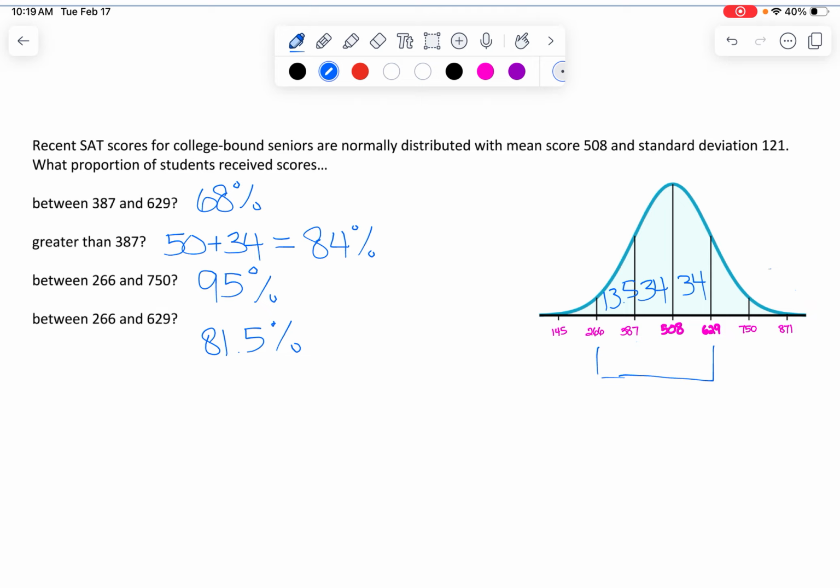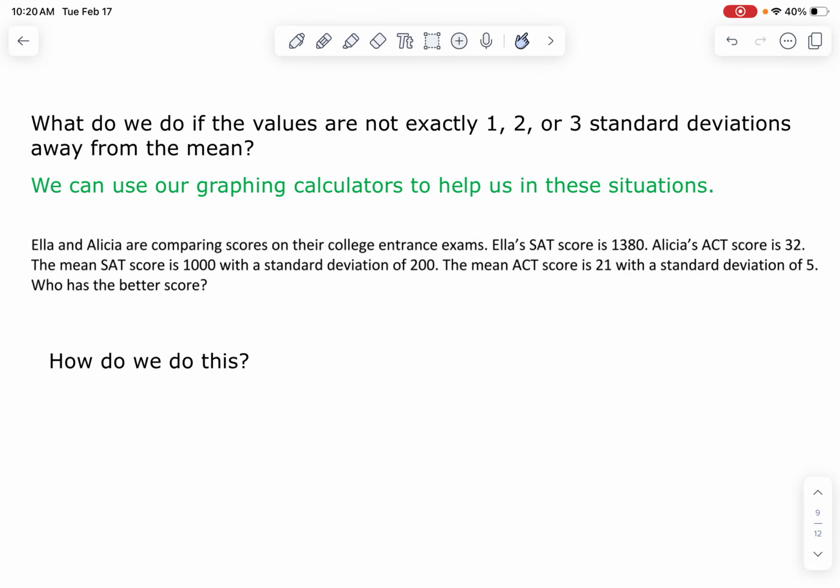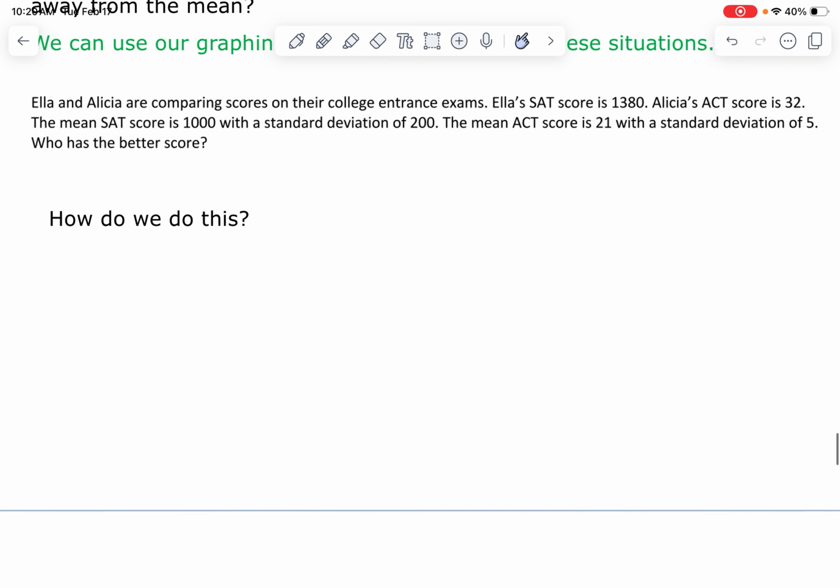Okay, that's how you can use a standard or a normal distribution chart to try to help you out and figure out where things are and what percent of the data lies within certain ranges. But as you can probably guess, not everything lies exactly within 1, 2, or 3 standard deviations from the mean. So what do we do in that case? Well, we can use our graphing calculators to help us in this situation. And we're going to try that out right now.